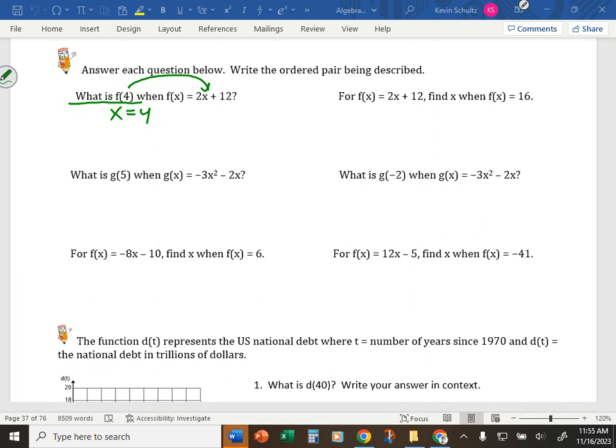Versus, when I say find x, when y equals 16, now I'm very clearly giving you y. So you need to be able to read these questions carefully, interpret what they're asking you to do, and then do the calculation, do the math after that.